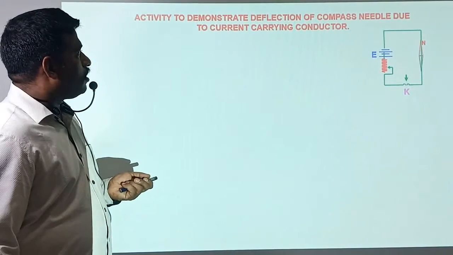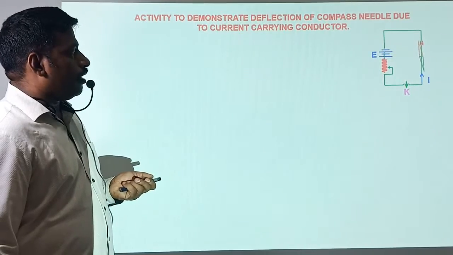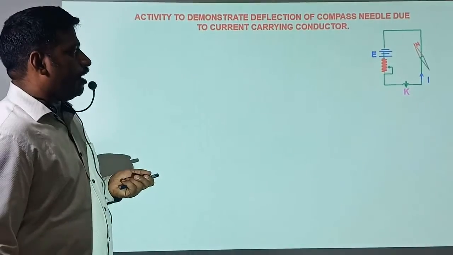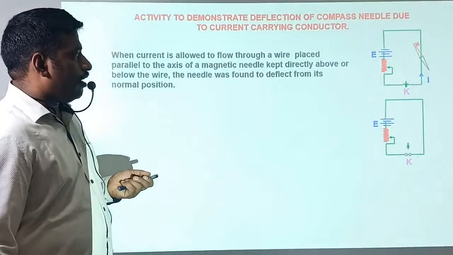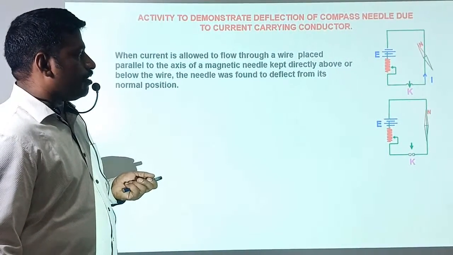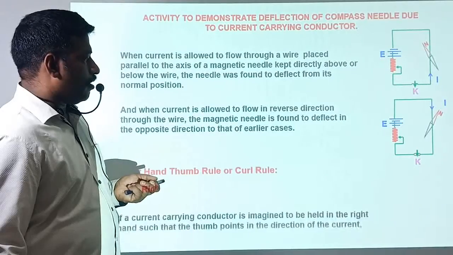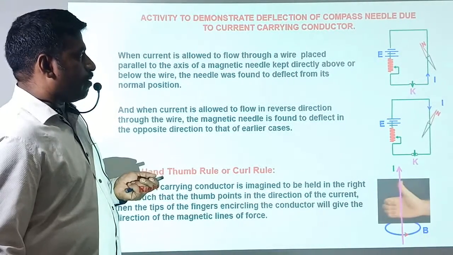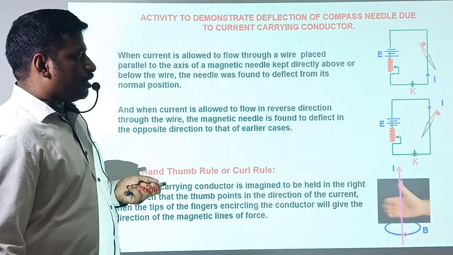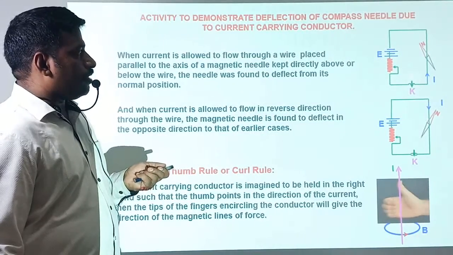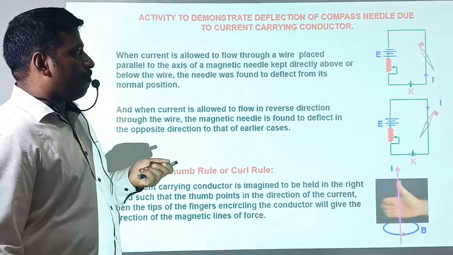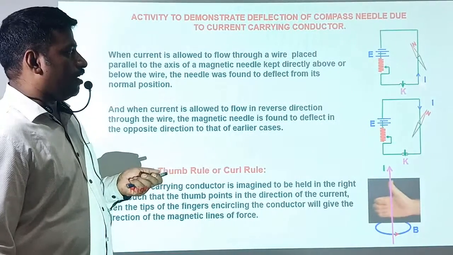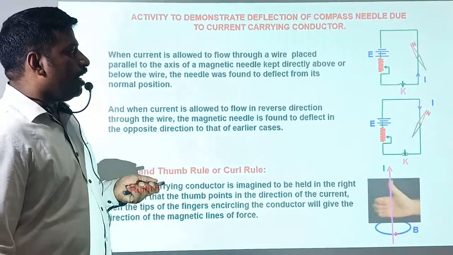Now let us study how the magnetic field is useful in studying the effect of current. Okay, that is Oersted's experiment. So we will talk about Oersted's experiment here. In this Oersted experiment, we are going to see that when a current carrying conductor is placed close to the compass needle, it undergoes deflection and there is a change in direction.